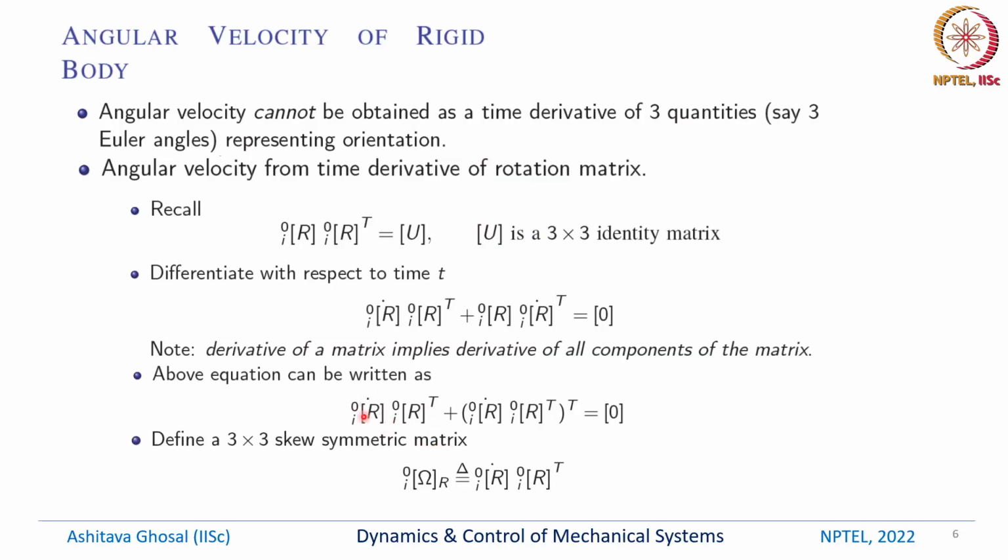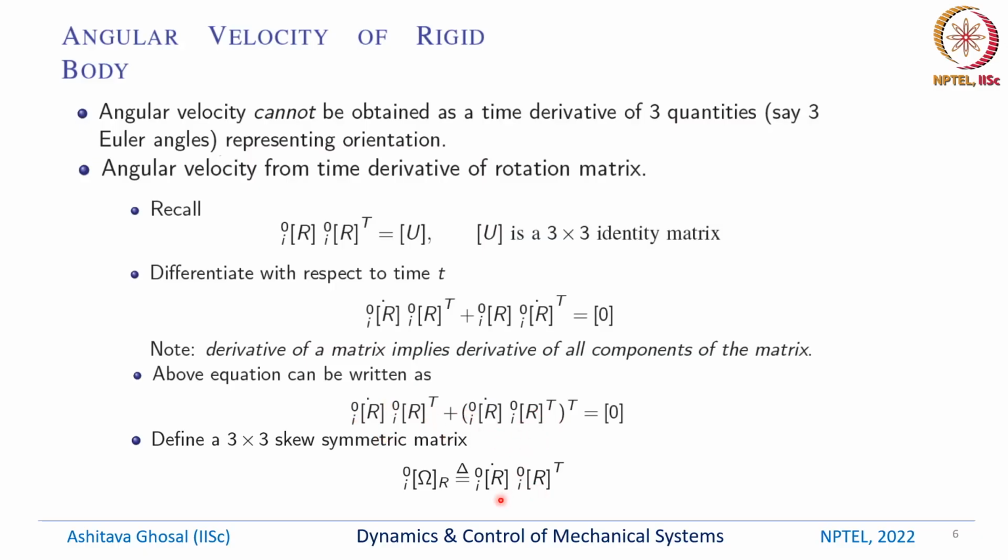Now you can see that this total quantity, R dot R transpose, is a skew-symmetric matrix. In linear algebra, a skew-symmetric matrix is one in which A plus A transpose is 0. In the first module, we had looked at what a skew-symmetric matrix is, where the diagonal elements are 0 and the off-diagonal elements are arranged in a particular form. This is also another way of saying that if you have any matrix A, and A plus A transpose is 0, then A is a skew-symmetric matrix.